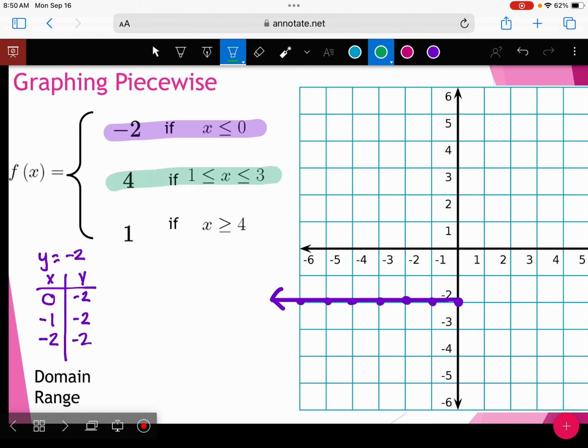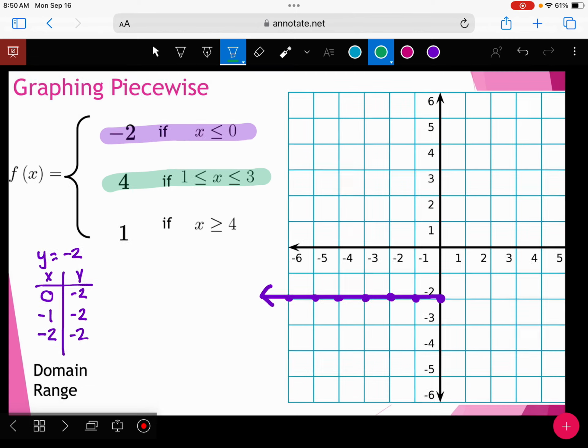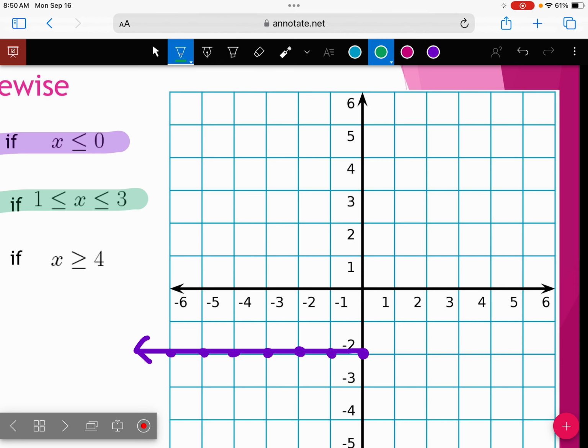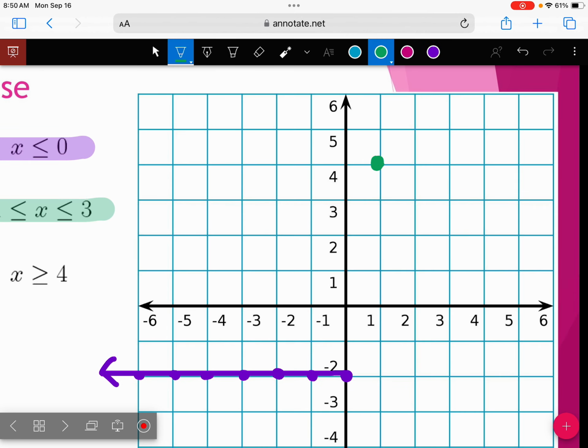Let's look at this middle one here. Again, you could make yourself a T-table. Totally fine. Or we can notice that my x is between 1 and 3. And what's my y value going to be for both 1 and 3? 4. So when x is 1, I have a point at 4. Since it's an equals, I'm doing a closed circle. When x is 3, I have a point at 4. Again, there's an equals, so I'm doing a closed circle. And it's true for every x in between them. So we're going to connect them up.